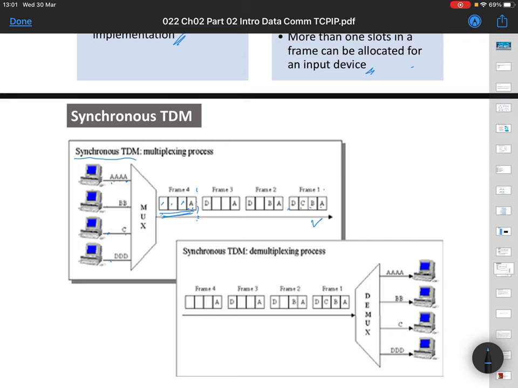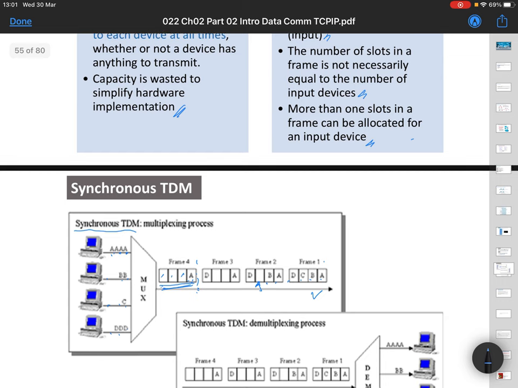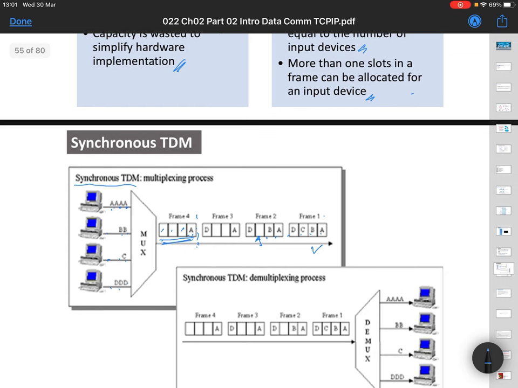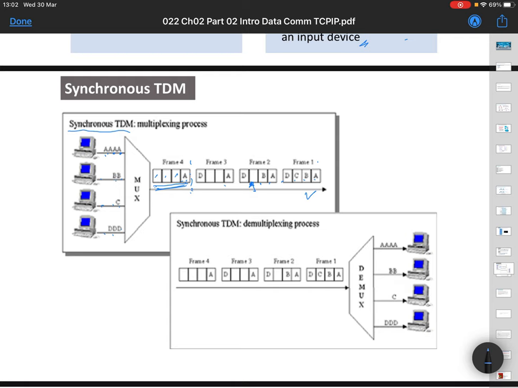Okay, next, frame 2. The second sequence, A, B, C is not there anymore. C is not there, D is there. So A, B, C not there, D there. So this becomes capacity is wasted. This should have been able to be filled but it is not used, because there is nothing. And so on and so forth. You see here. So at the demultiplexing process, we will get a similar signal as at the multiplexer.